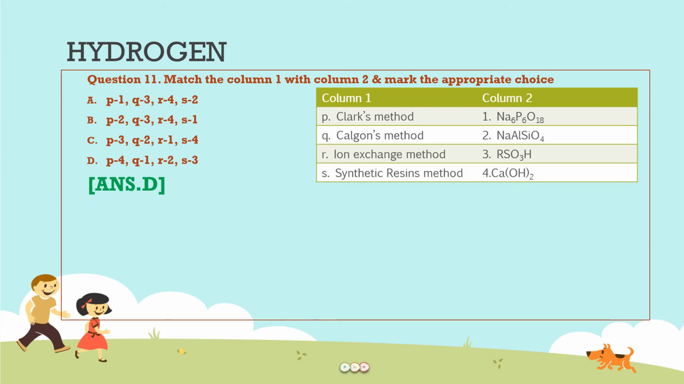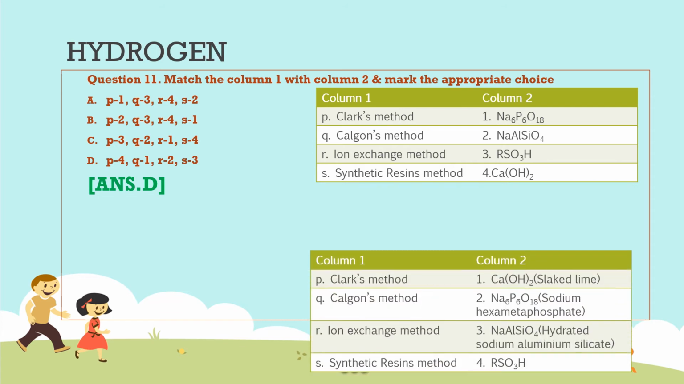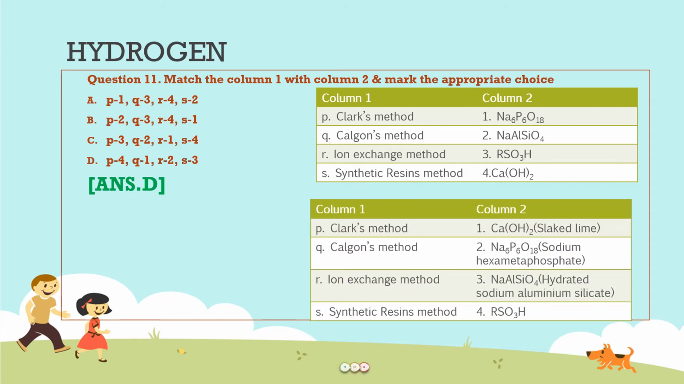Well, now the correct answer to this question is going to be D choice. I'll be putting up the correct box for you. According to the D choice, we have Clark's method first of all, where we use calcium hydroxide, slaked lime, for the removal of temporary hardness, and the rest of the three are used for permanent hardness removal. In Calgon's method we use sodium hexametaphosphate, that is Na6P6O18. Then in the ion exchange method we use hydrated sodium aluminium silicate, NaAlSiO4, and in the synthetic resin method we use RSO3H.